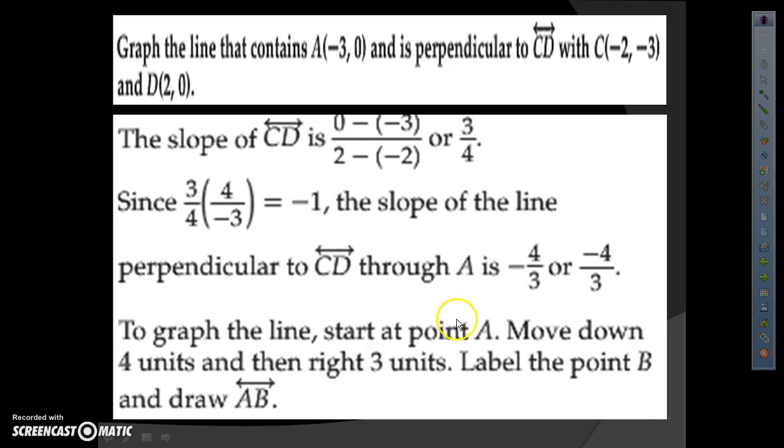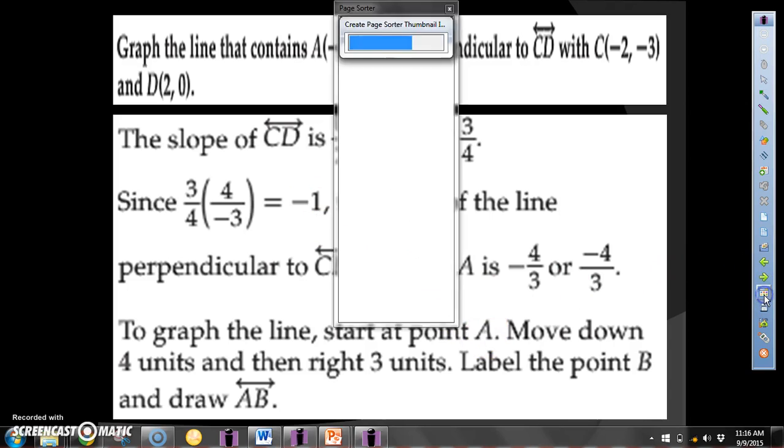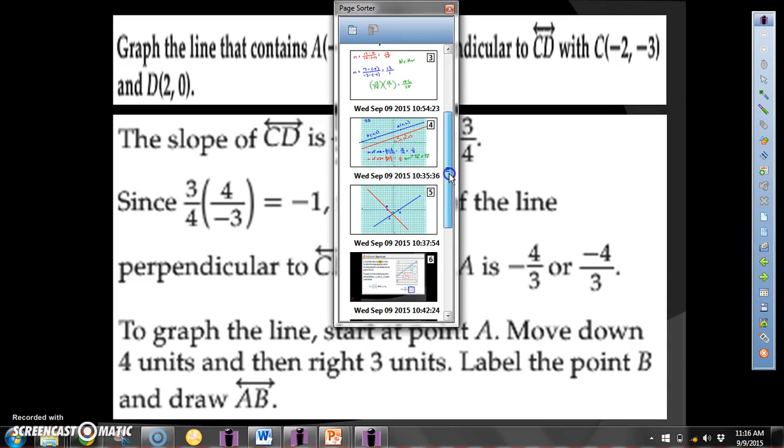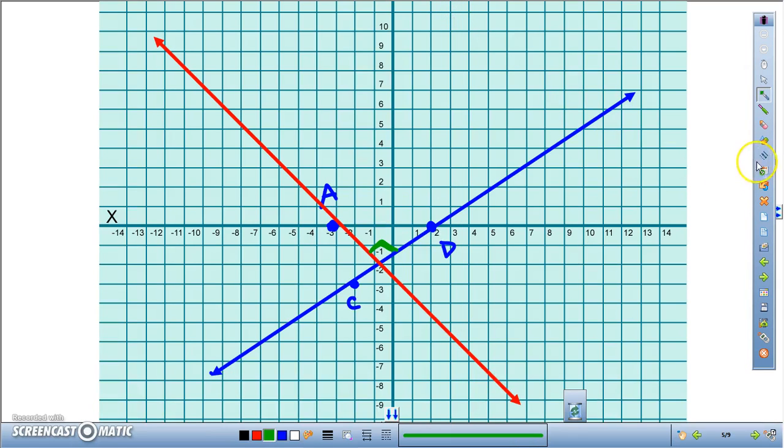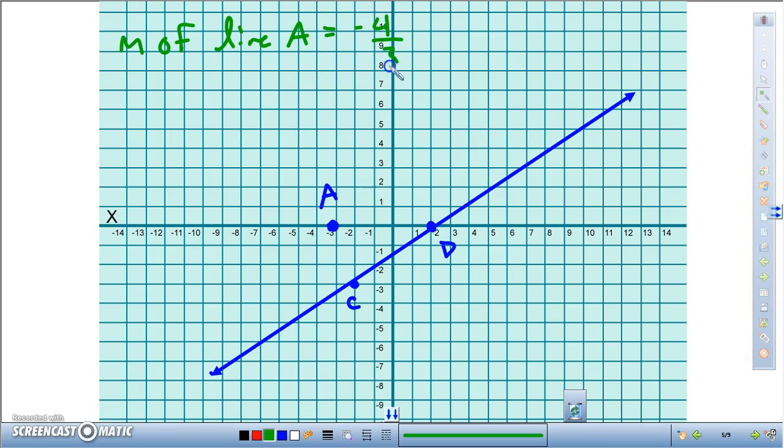Okay, now to graph the line, let's go back to my graph, because it didn't just ask me for the slope, it asked me to actually graph the line. So how am I going to actually go about doing that? Well, I've got to understand how to count rise and run. We know that the slope of, we're just going to call this line A, needs to be -4/3. I have a point that's already on the line, so I can use the rise over run method to count from there and get another point on the line.